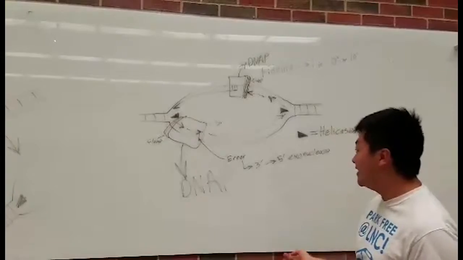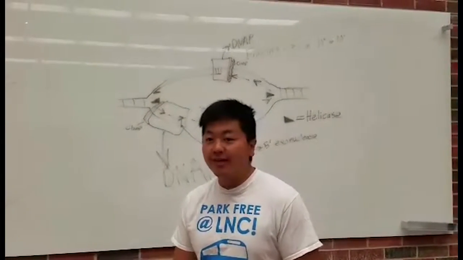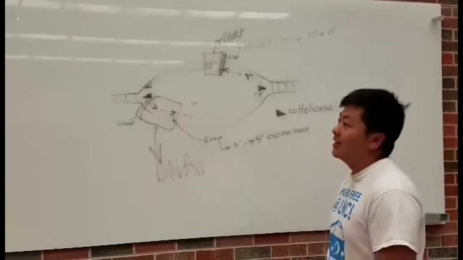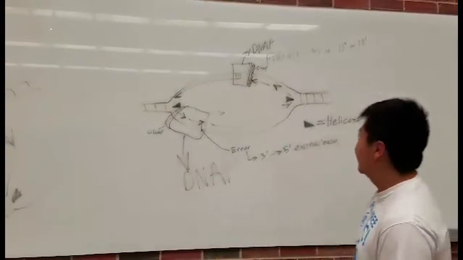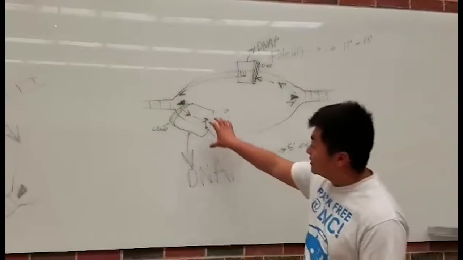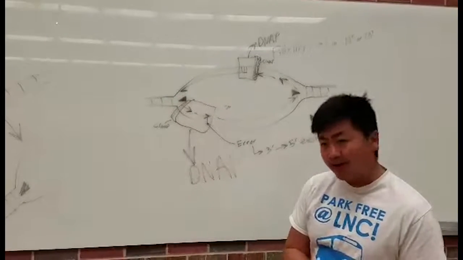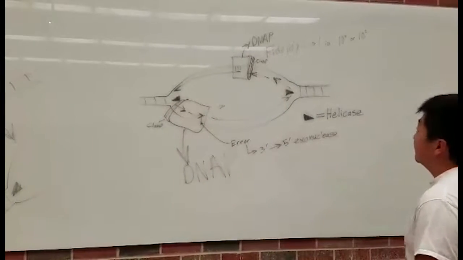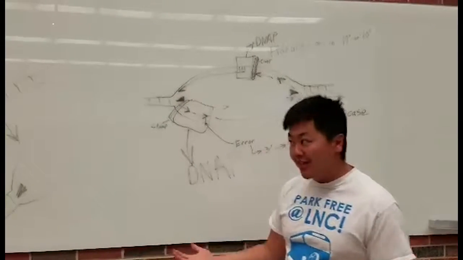Going back, fidelity is basically the number of misincorporated bases per incorporated bases on a strand. So in this case, DNA polymerase normally has a 1 in 10 to the 4th error. So that's the fidelity. The higher the fidelity, the more accurate it is, another way to say it.